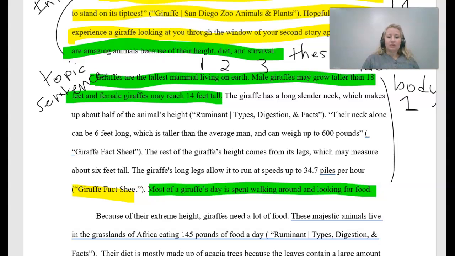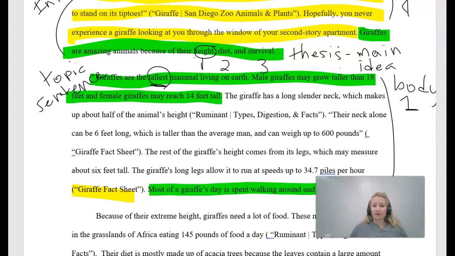And then you'll notice that my first listed idea in the thesis is going to match with the first body paragraph. Okay, so let's read my thesis again really quick, and then my first listed topic. Giraffes are amazing animals because of their height, diet, and survival.